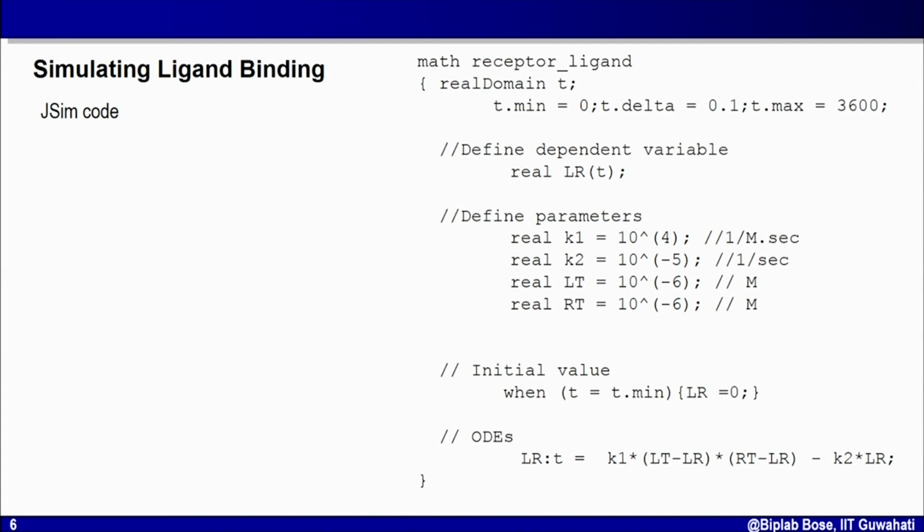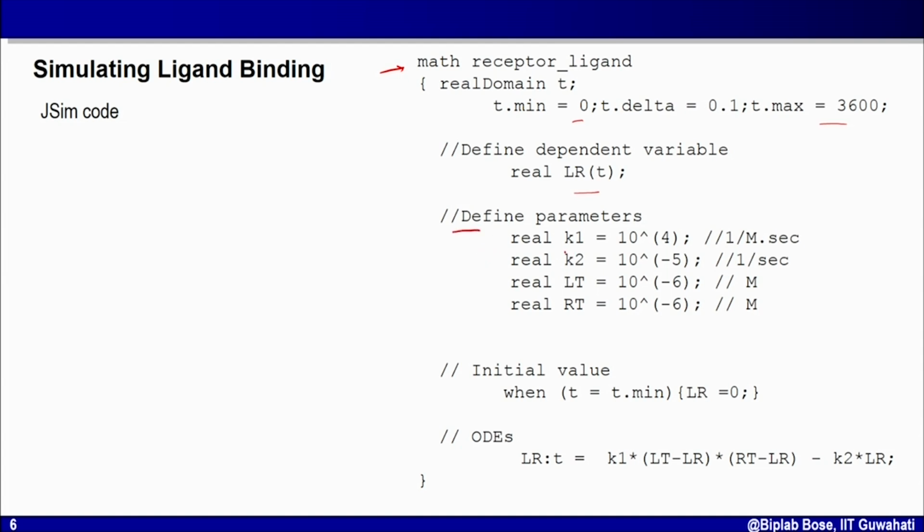If you remember, it should start with a tag math. So it is a math receptor model. You can put any other name there in place of receptor model, and you have to decide the initial time point, that is 0. Maximum time point I have taken 3600, because I am considering the time scale maybe in seconds, so 3600 is 60 into 60, so that is 1 hour. Then I have only one ODE, so I have only one dependent variable, that is LR, concentration of the complex form between L and R, and that is a dependent variable on T, that's why LR in bracket T. Then you have to define the parameters.